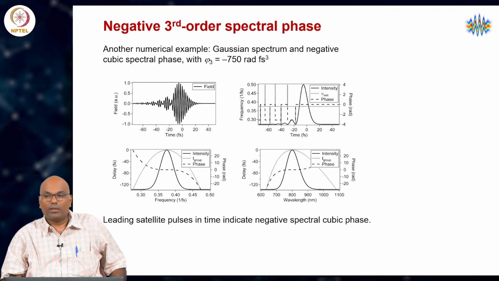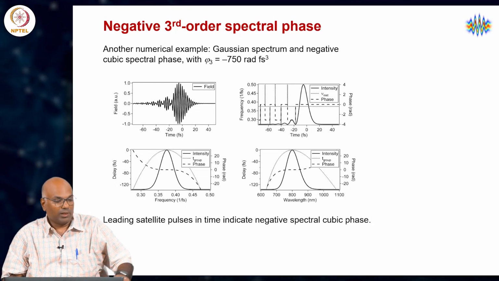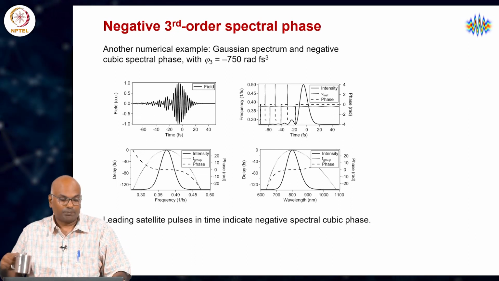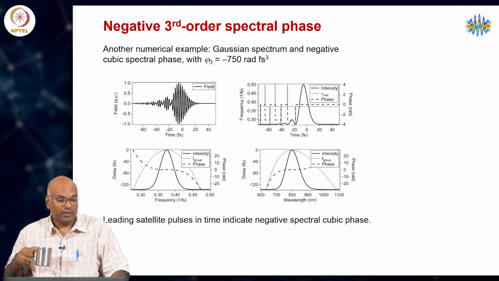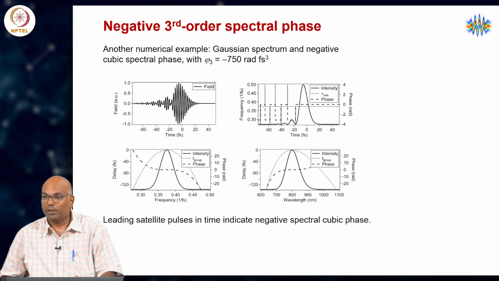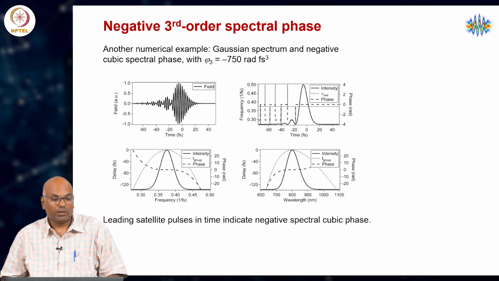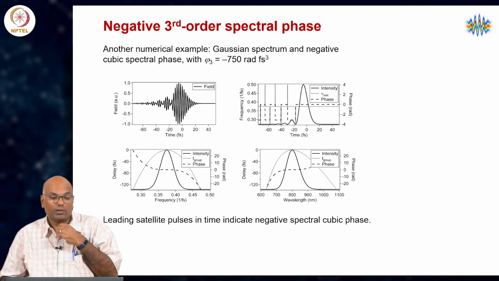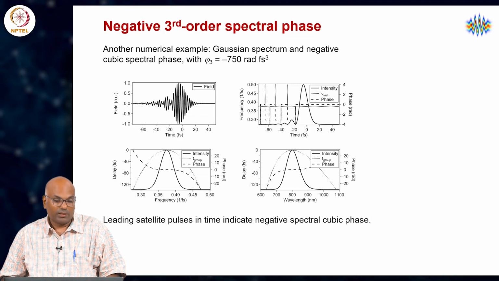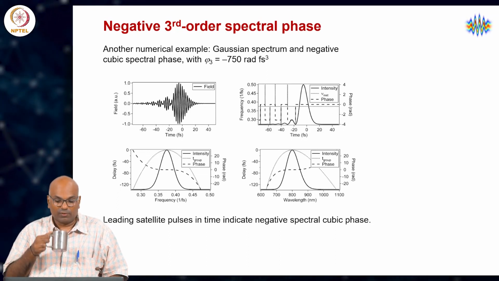So, two key take home messages: it splits the pulse into having satellite pulses, and as a consequence of this you also have lagging or leading satellite pulses based on the sign of gamma. And the units of the phi 3 coefficient, depending on how you are going to present it, is either femtosecond cube, or in this case, in a more accurate way, it is radians times femtosecond cube.